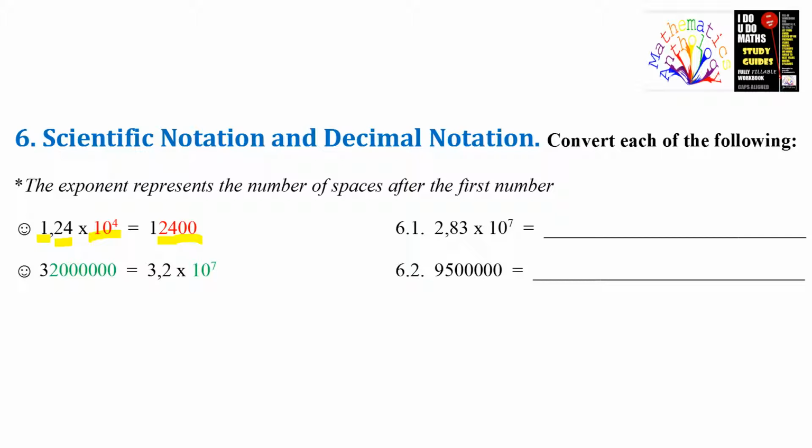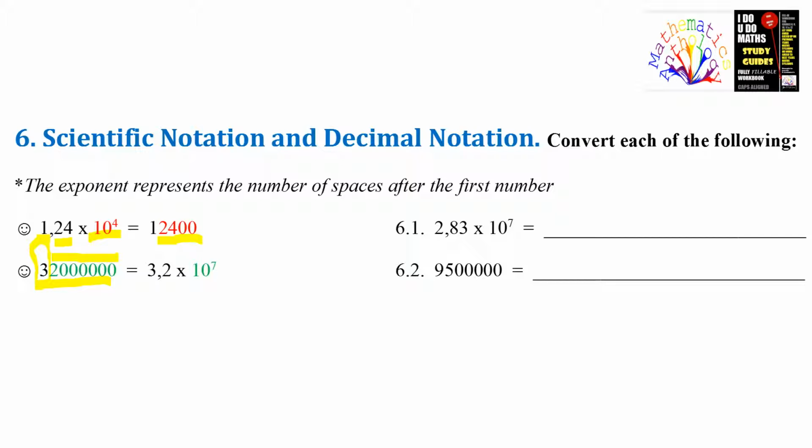The next one, you have this value here, which is 32 million. We need to convert this into scientific notation. So again, the first number is 3 here, and after my first number, I need to count how many places there are. So there's 1, 2, 3, 4, 5, 6, 7 places after my first number of 3.